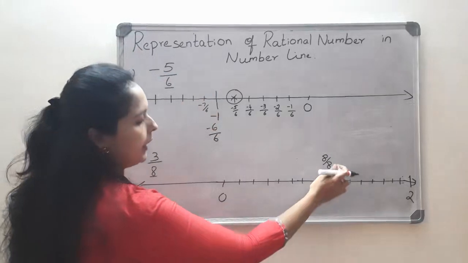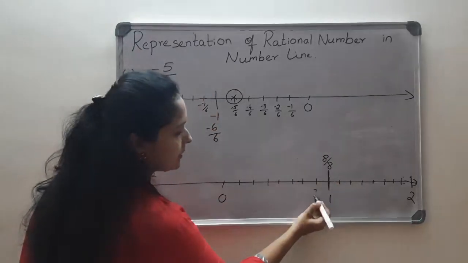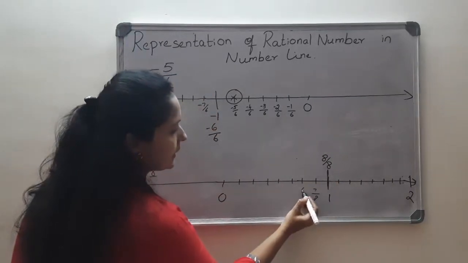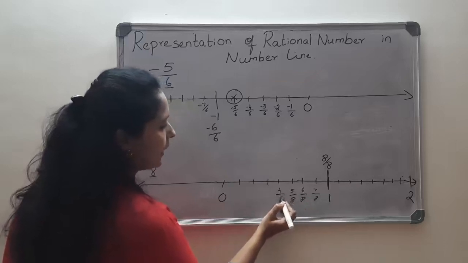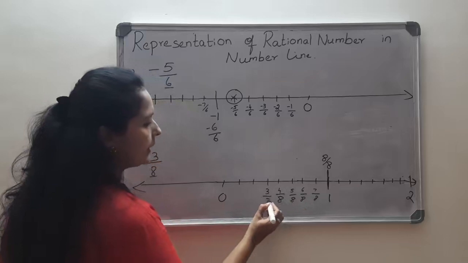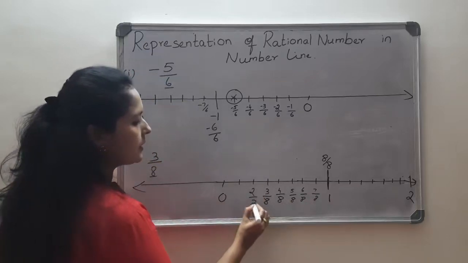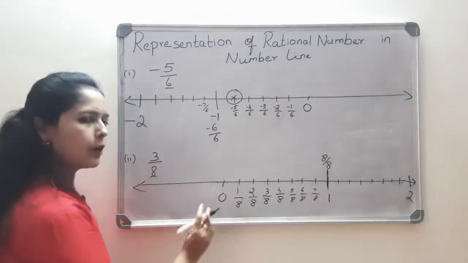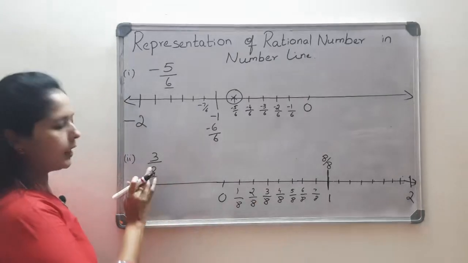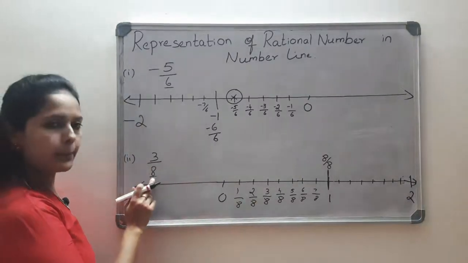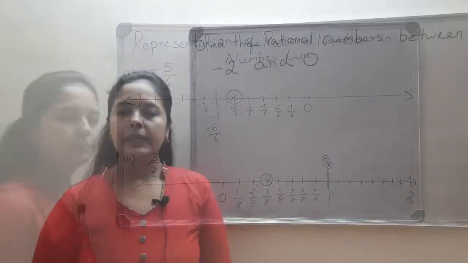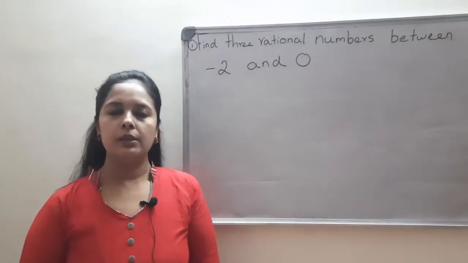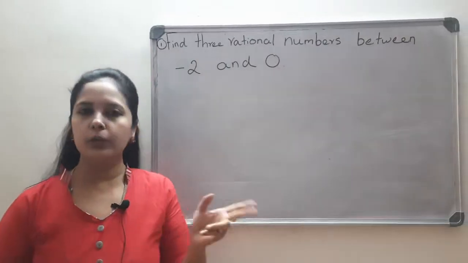If this is 8 by 8, what is the before number? 7 by 8, then 6 by 8, then 5 by 8, then 4 by 8, then 3 by 8, then 2 by 8, then 1 by 8. 0 by 8 is 0 only. What do they want? The given number is 3 by 8. Where is 3 by 8? That's it.